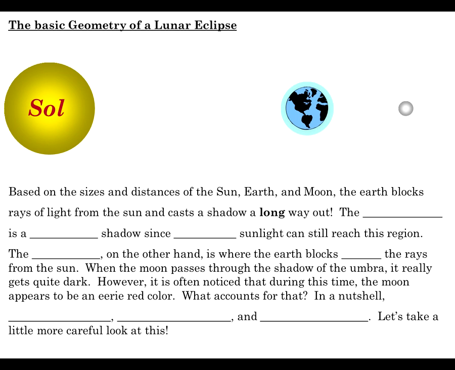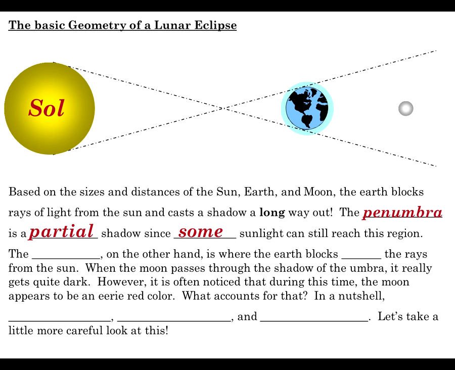And so it consists of the sun, called Sol, Earth, and the moon. Those three bodies involved. And the Earth blocks some of the rays of the sun. So here's the sun, there's the Earth, and the Earth casts a shadow onto the moon as the moon goes into the shadow of Earth as it orbits the Earth. Well, the penumbra is a partial shadow, since some of the sunlight can still reach the region. So this is the way to outline that geometry.